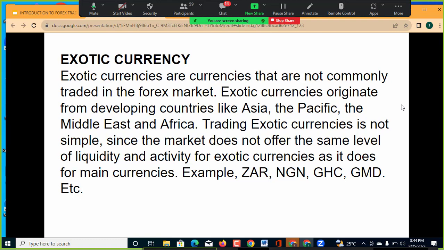Exotic currencies are currencies that are not commonly traded in the forex market. They are currencies originating from developing countries. Most of Asia, except China and somehow India, every other country around Asia falls under exotic currency, as well as the Pacific region, the Middle East, and also Africa. Currencies from these regions.